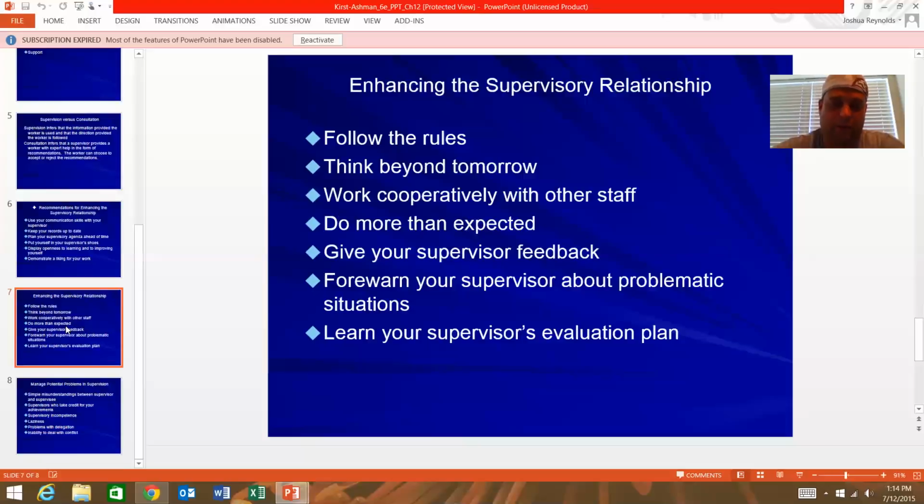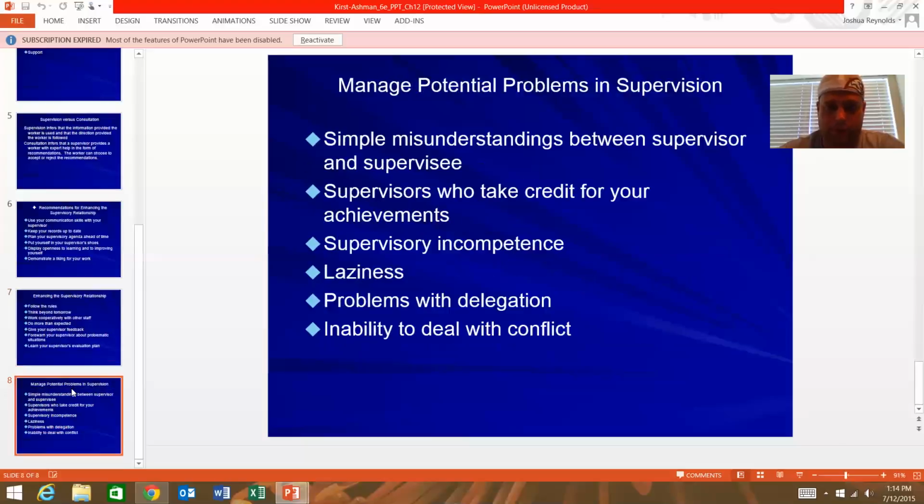So be proactive. And then learn about their evaluation plan. Again, what are they being judged on by their boss? What are their metrics? What does their job performance look like? That'll help you really understand empathetically what they're going through and lead to a better relationship. If you can help your supervisor meet their objectives, you're going to do well in your job too.